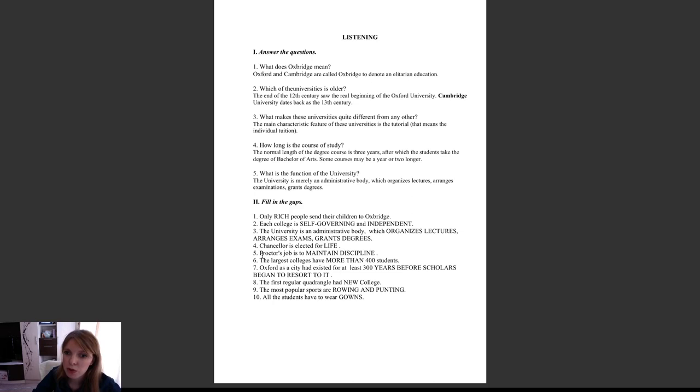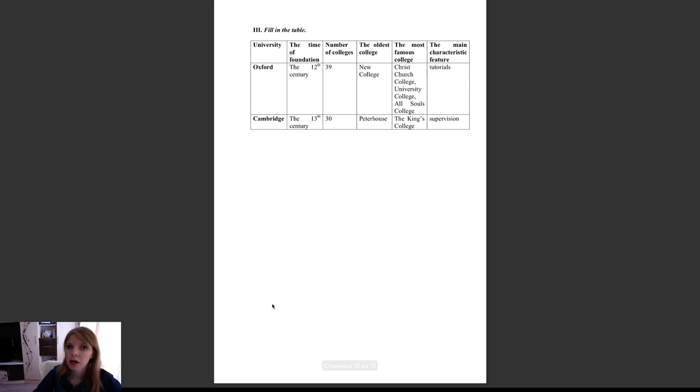Number six, the largest colleges have more than 400 students. 400. Number seven, Oxford is a city and had existed for at least 300 years before scholars began to resort to it. Number eight, the first regular quadrangle had New College. Number nine, the most popular sports are rowing and punting. Number 10, all the students have to wear gowns. And the table. So here are the answers. Or here is the information that you had to take notes of.